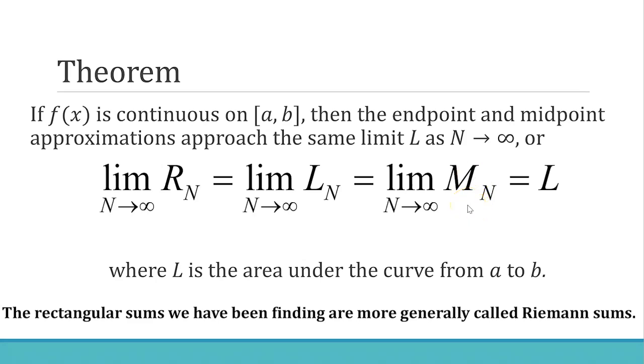So it's ultimately not going to matter which we use to define the heights, the right, left, or midpoint approximation, because as we make the number of rectangles go to infinity, they will all equal the same value, and we're going to call that value L. And it turns out L is the area under the curve from a to b, the exact area under the curve from a to b. So the rectangular sums we have been finding are more generally called Riemann sums. So we're going to take a closer look at that.